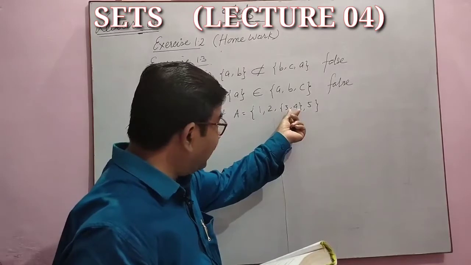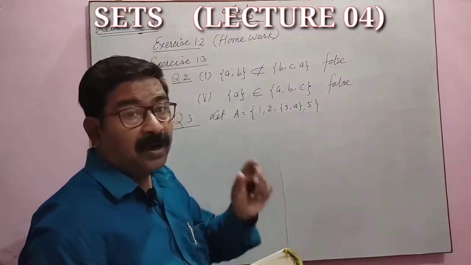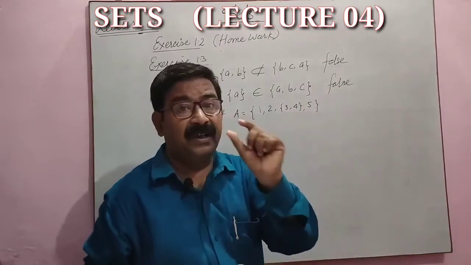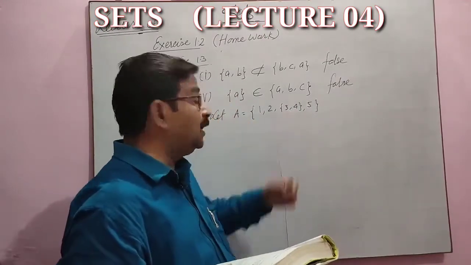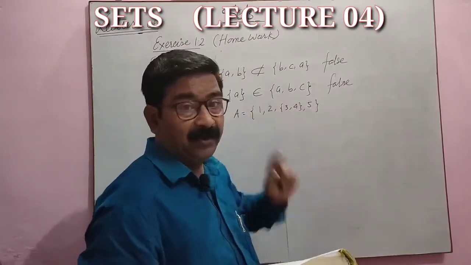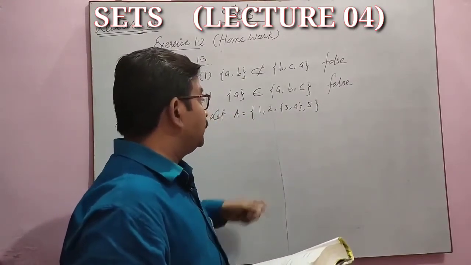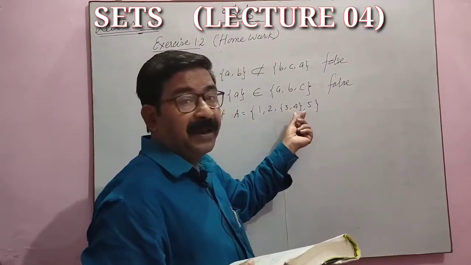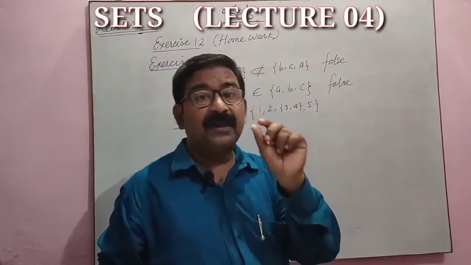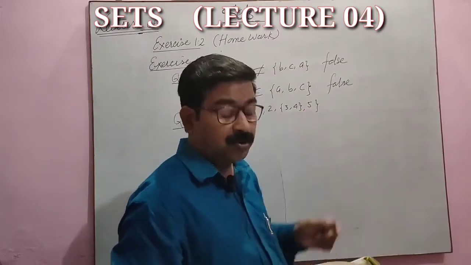This {3, 4} combined, written together in brackets, means 3 and 4 together represent a single element of the set. So this is read as one element, and 5 is also an element. Try to understand. 1 is an element, 2 is an element. This 3 and 4 written in brackets are combined and represent a single element, and 5 is also an element.